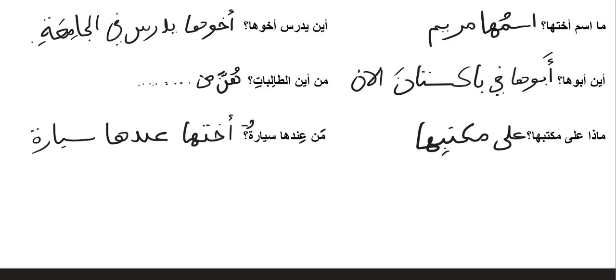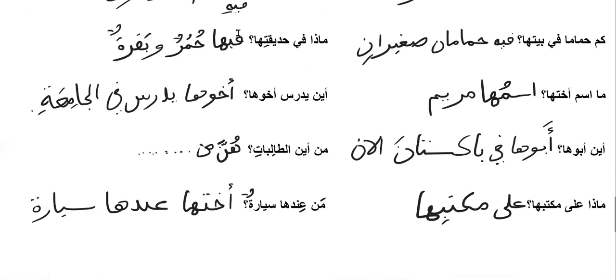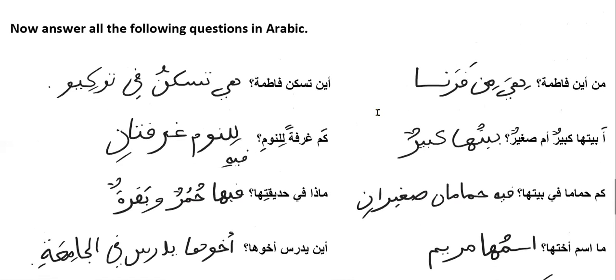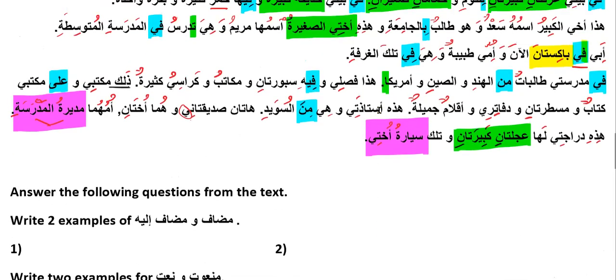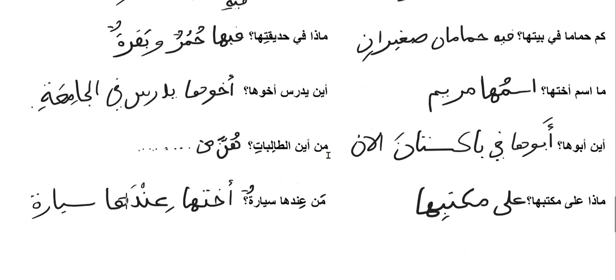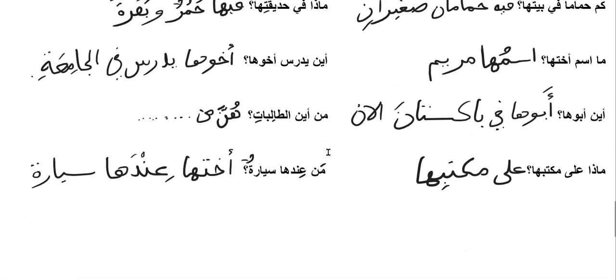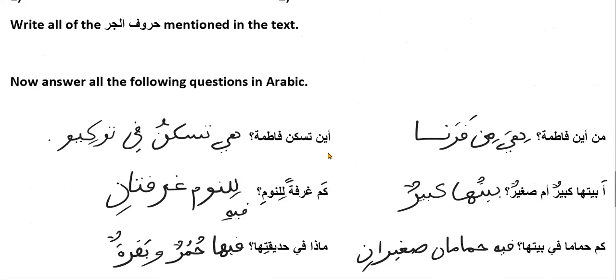Can we also write هي عندها سيارة? Can you write هي عندها أكو فاطمة? No, but like فاطمة sister. أخت فاطمة. So we could say أخت فاطمة عندها سيارة. So we could say, yeah, we should say أخت فاطمة. مضاف إليه. جيد. So that was a quick lesson.